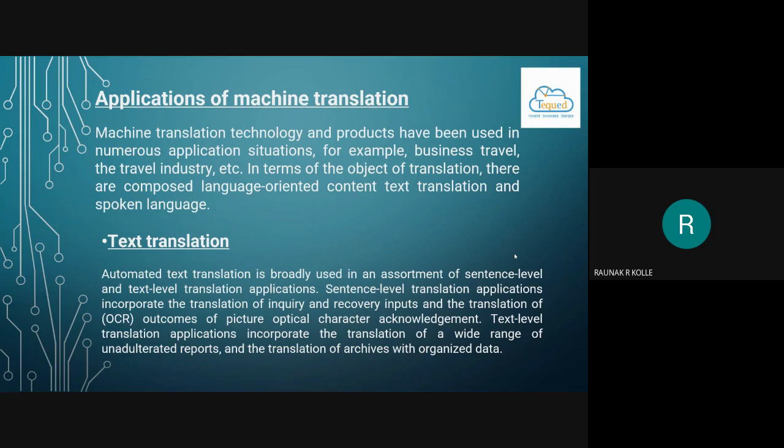Text translation. Automated text translation is broadly used in an assortment of sentence level and text level translation applications. Sentence level translation applications incorporate the translation of inquiry and retrieval inputs and the translation of results of optical character recognition. Text level translation applications incorporate the translation of a wide range of plain documents and the translation of documents with organized data.